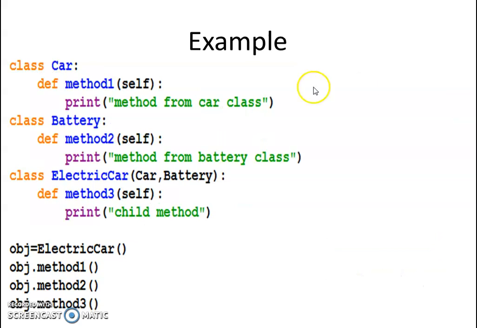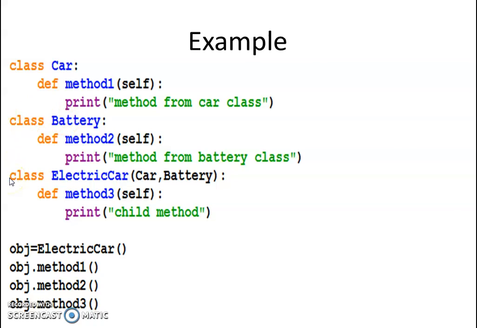In this code we are having three classes, as you can see, with the names Car, Battery and ElectricCar. So this Car class is having one method, method1, and it is printing one statement, "method from car class". We have another class with the name Battery with method2, and this method2 is printing another statement, "method from battery class". So far we have two classes, Car and Battery.